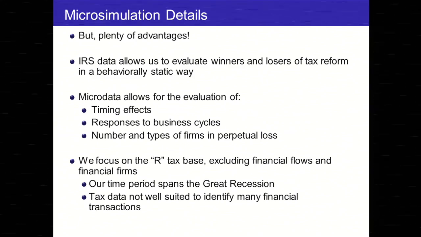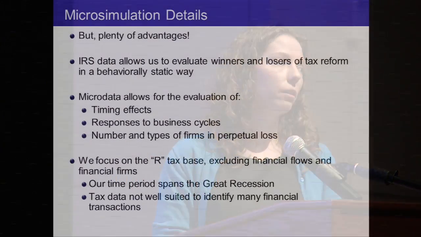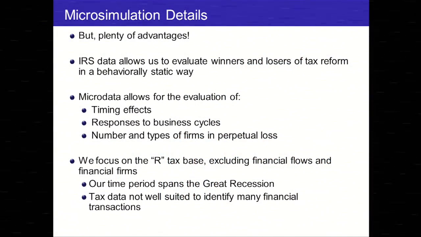And then the number and types of firms that are in what's called perpetual loss. Perpetual loss means they always look like the baker. Their taxable income is always negative and they never move out of it. We focus on the R tax base, so that's important. There's a question when you're designing a cash flow tax if we're going to do an R base or an R plus F base. Because our time period spans the Great Recession, there are some funky things happening on the balance sheet for a lot of firms in very particular industries.